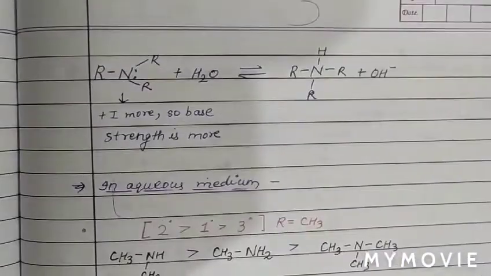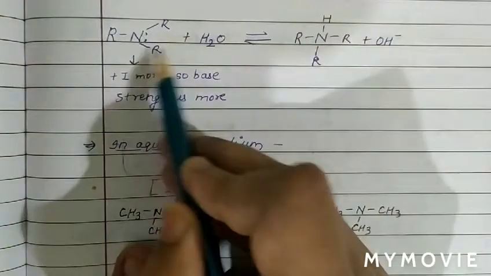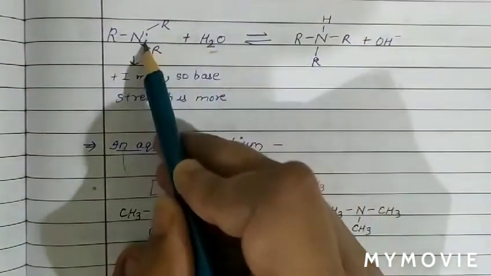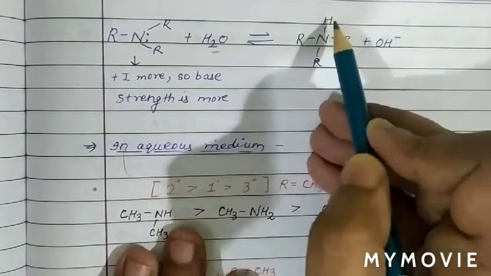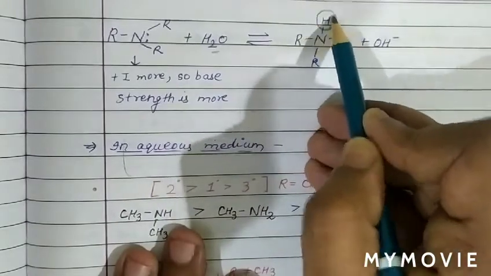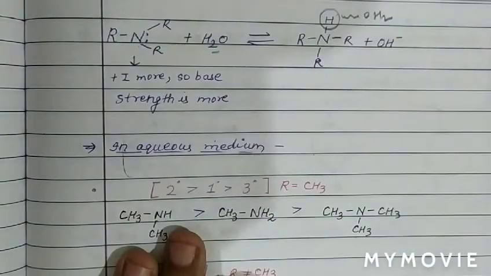Now see the case of 3 degree amine. When we dissolve a 3 degree amine in water, it accepts a proton from water and forms R3NH+. So there is basically only one hydrogen atom, therefore it can form only one hydrogen bond with water.